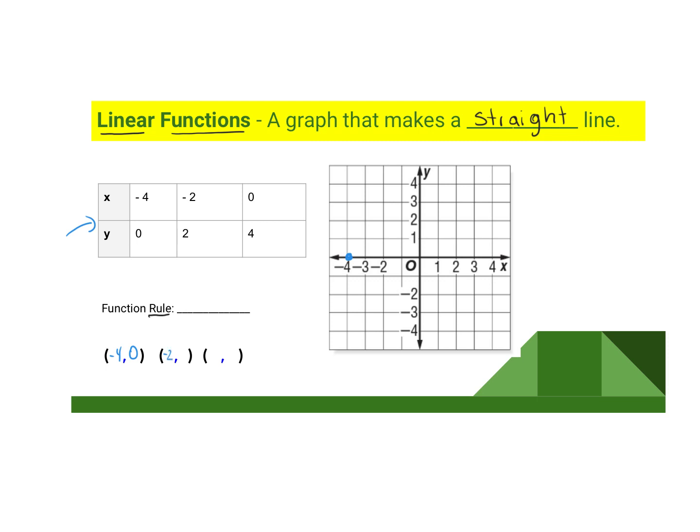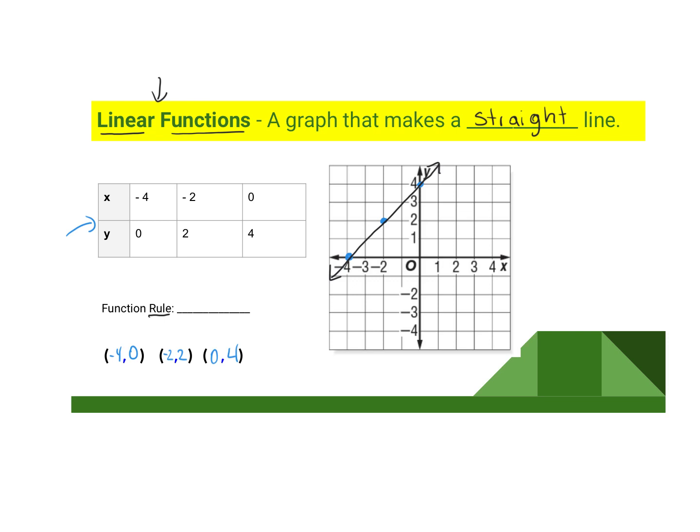Then I have negative 2, 2. So I'm going to go over to negative 2, up to 2. And then I have 0, 4. I'm going to stay at 0, go up to 4. Now I'm going to connect them, and I graphed my linear function. I have a straight line.